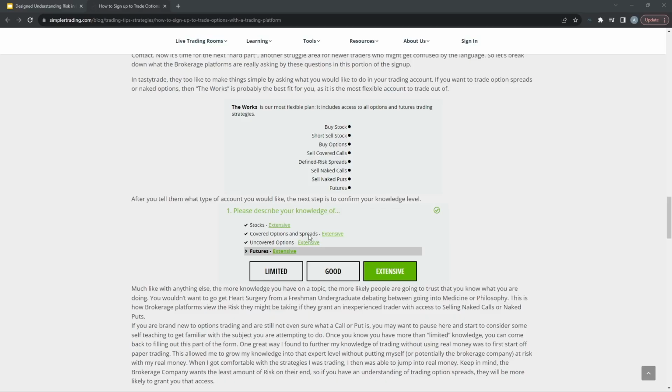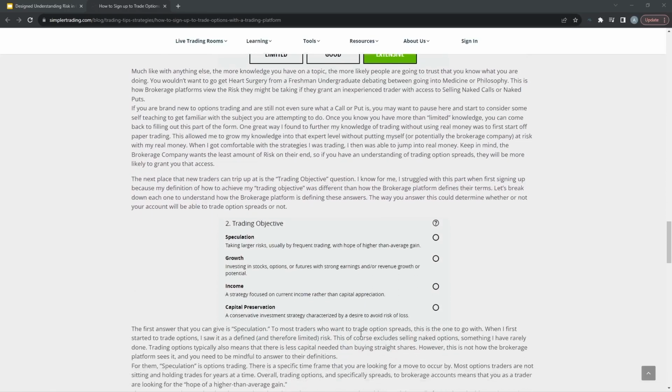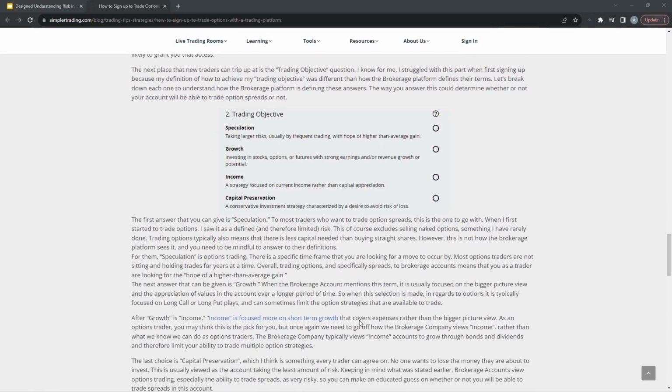So just keeping that in mind. And of course, that's where trading and education comes in, from yourself, from paper trading, as well as from here at Simpler Trading too, to gain that extensive knowledge. So you have the education, of course, available to you to keep it on the right side when signing up for an account.